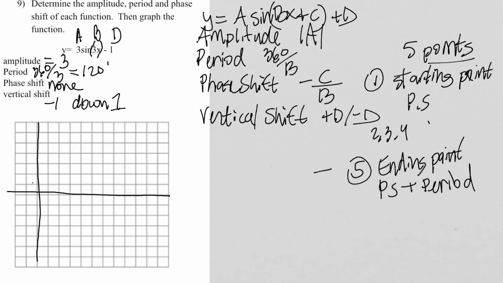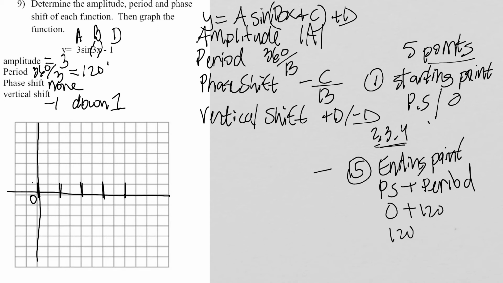All right, our starting point is our phase shift if we have one. If we don't have any phase shift, then we're starting at 0. Then we're going to have 2, 3, and 4 in the middle. And then the last point, number 5, is going to be the phase shift plus the period. So I like to get 1 and 5 first and then figure out 2, 3, and 4 in the middle. I go by 2s here. So I'm going to have 1, 2, 3, 4, and 5. Okay, so my starting point. There is no phase shift, so it is starting right here at the origin at 0. My ending point is my phase shift, which I didn't have anything, plus my period, which is 120.